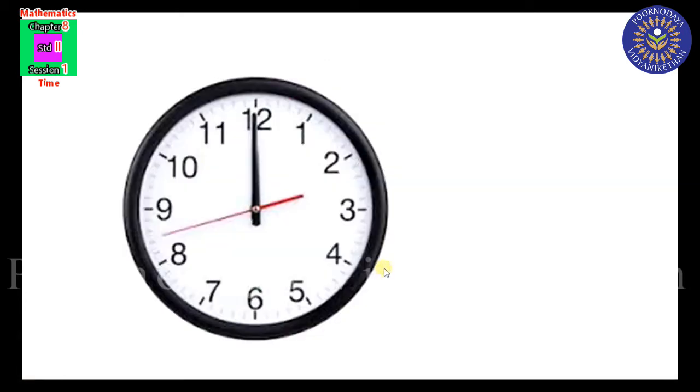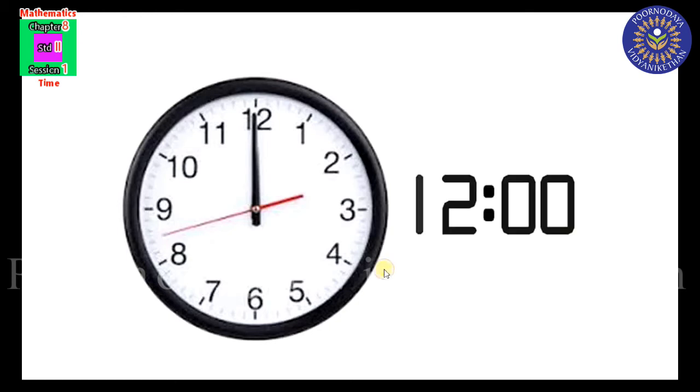We usually read time in hours and minutes. When the minute hand is at 12, the hour hand tells us what time it is. When the minute hand is at 12, it means 0 minutes. Now, our minute hand and the hour hand are at 12. So, what's the time? 12. We read it 12 o'clock.